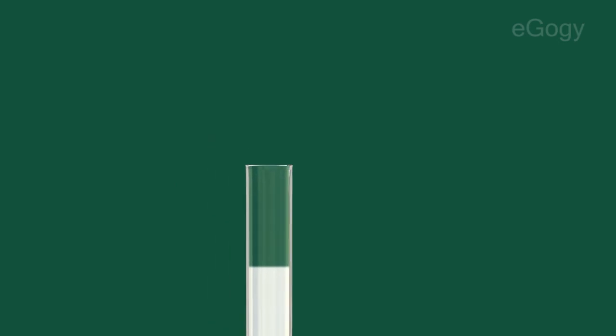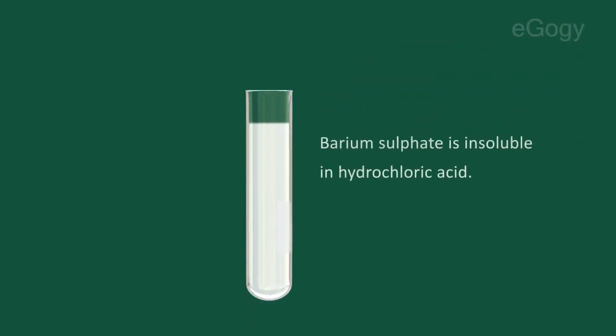Barium carbonate also forms a white precipitate. To confirm the presence of sulfate, it is to be tested by adding concentrated hydrochloric acid to it. Barium sulfate is insoluble in hydrochloric acid.